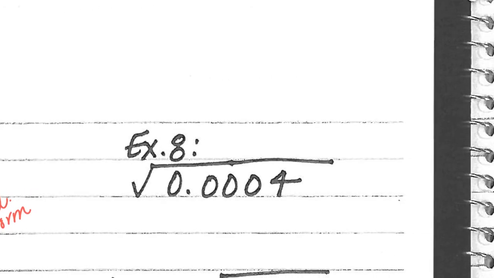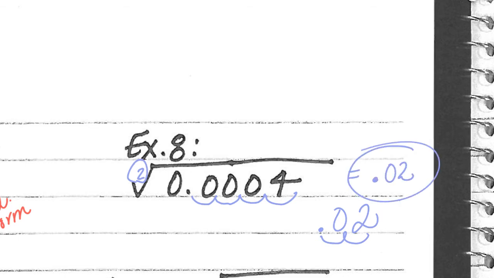All right, do y'all know this one? The square root of 0.0004. Remember that square root is 2, and I have 1, 2, 3, 4. I know the square root of 4 is 2. And when I have 0.0004, I'm going to take this 2 and divide it into this 4, so I should have 2 decimal spaces. So my answer should be 0.02.